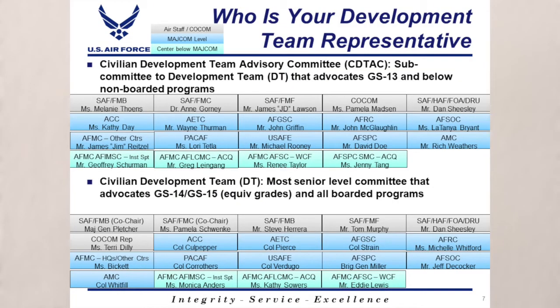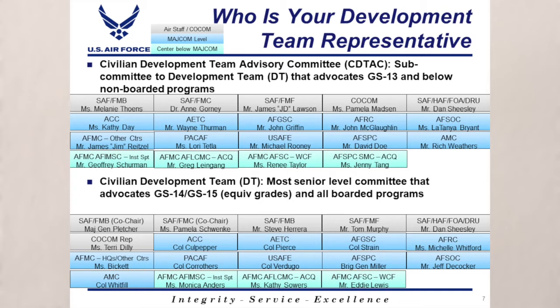The next thing I want to cover is who is your representative. Every Air Force FMer across the world has a representative either at the Civilian Development Team Advisory Committee level or the development team level. So the Civilian Development Team Advisory Committee is the first graph at the top, and those folks are going to be your representatives if you're a GS-13 equivalent or below, and all of those folks are listed there. The next level is going to be the actual development team, and those folks are going to typically represent GS-14 and 15 level individuals. So as you look at the table, look and see which organization you fall under, and that individual listed is going to be your representative.